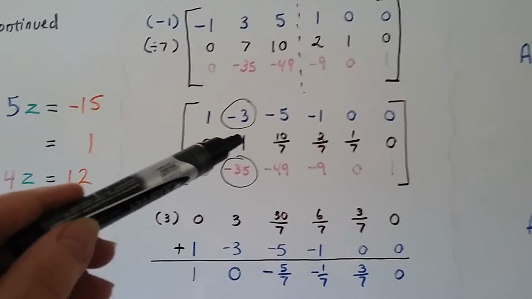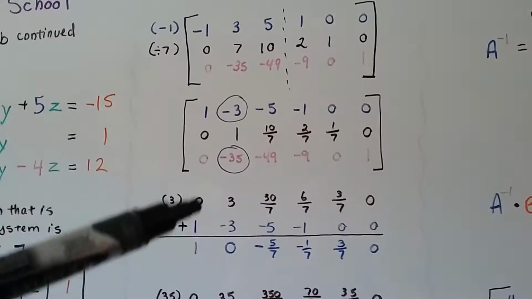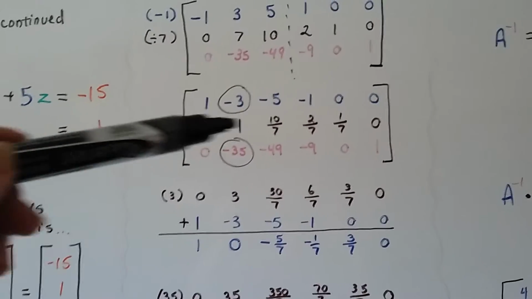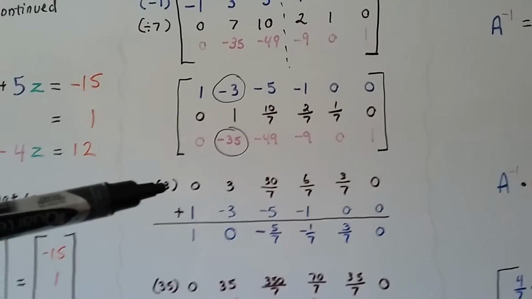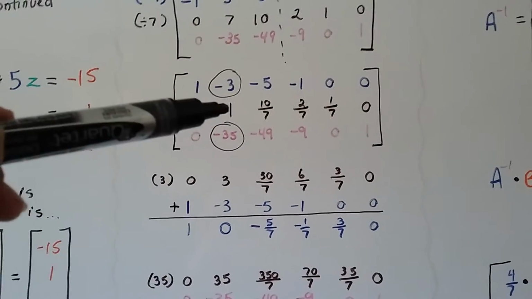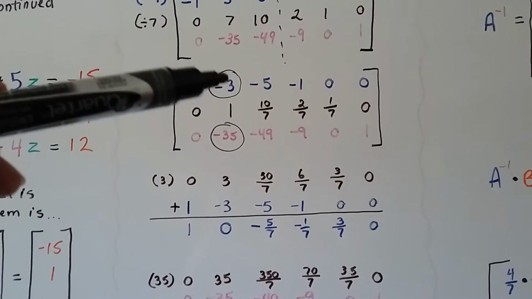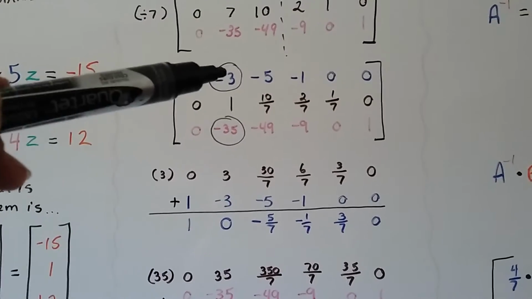Now that that's a 1, we can multiply this second row that has the 1 in it by a 3, because that's going to make this a +3, and if we add it to that -3, that'll become a 0.